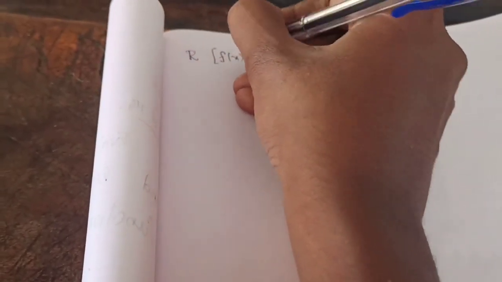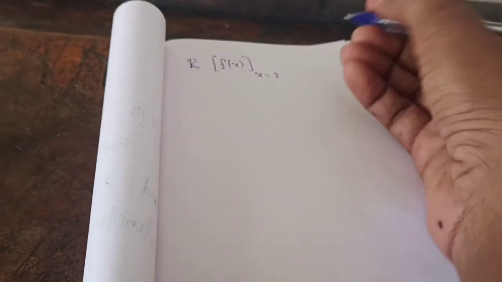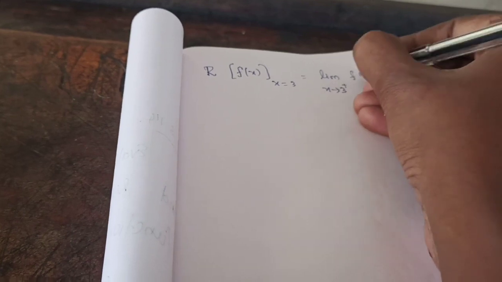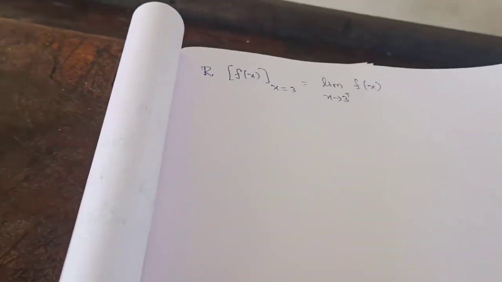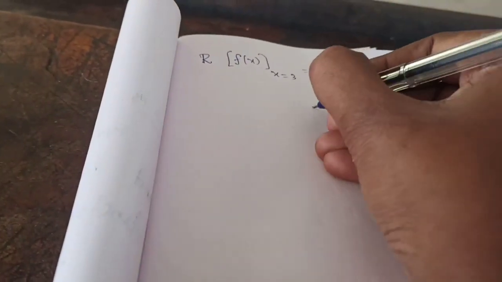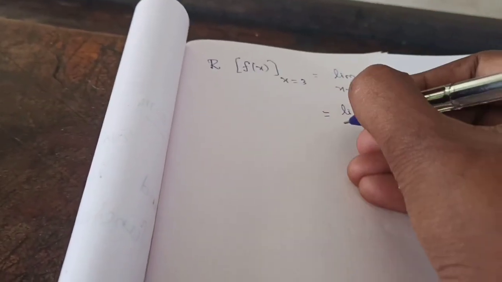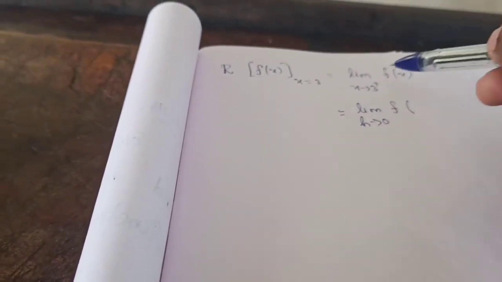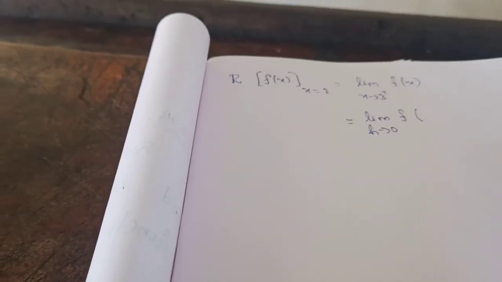Okay, now we are going to find the right hand limit. So f of x at x is equal to, what's the value? It is given 3. So substitute same as the limit x tends to 3 plus. Left hand limit means x tends to 3 minus, is it right? So here x tends to 3 plus. Limit h tends to 0, f of 3 plus h. There we substituted a minus h, here we will substitute a plus h.